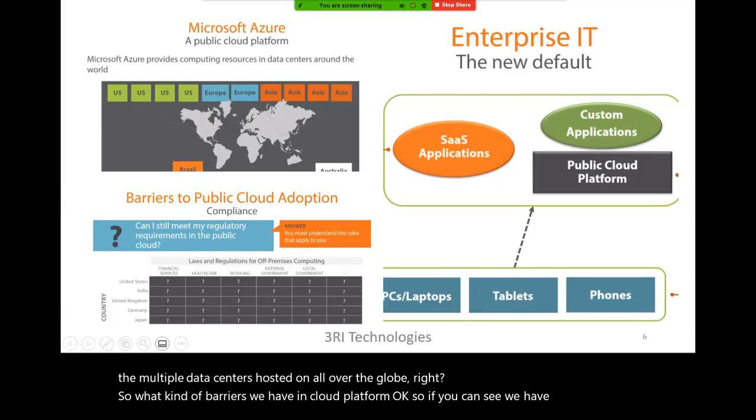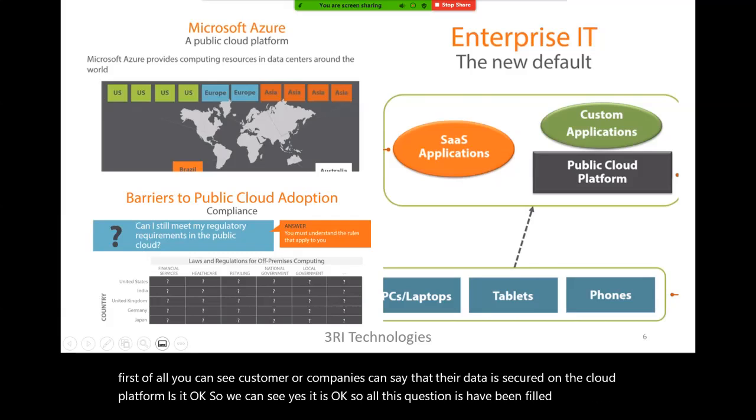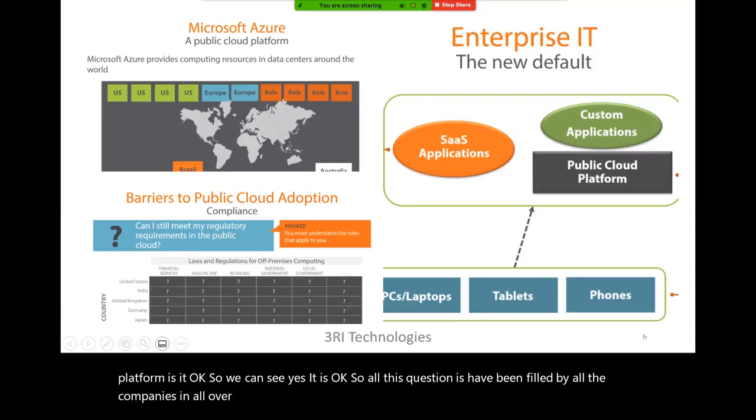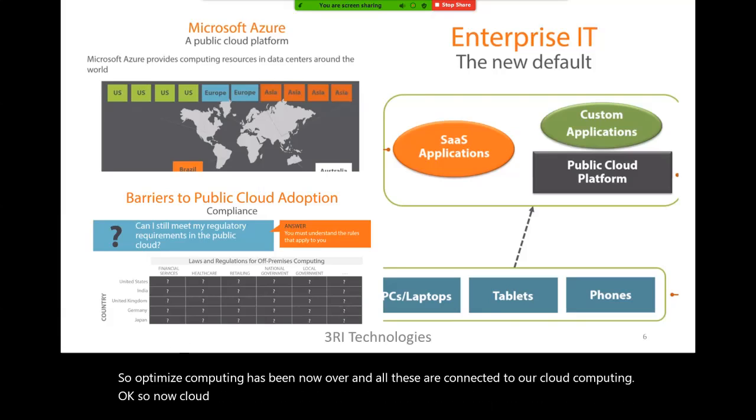So first of all, customers or companies can ask whether their data is secure on the cloud platform. Is it okay? So we can say yes, it is okay. All these questionnaires have been filled by companies all over the world. You can see United States, India, United Kingdom, Germany, Japan, everything. So off-premise computing is now over, and all these are connected to our cloud computing. Okay. So now cloud computing is easier than off-premise computing.